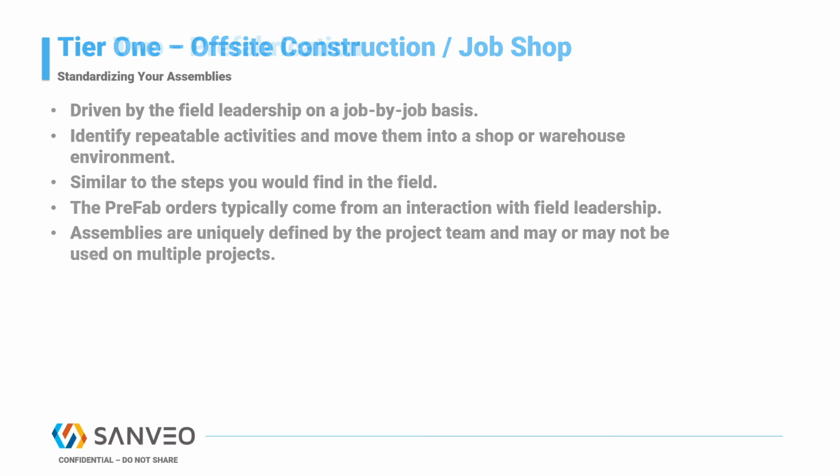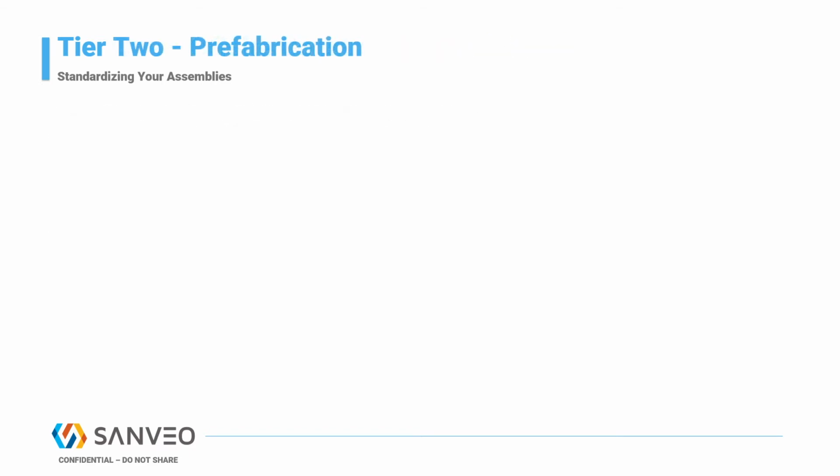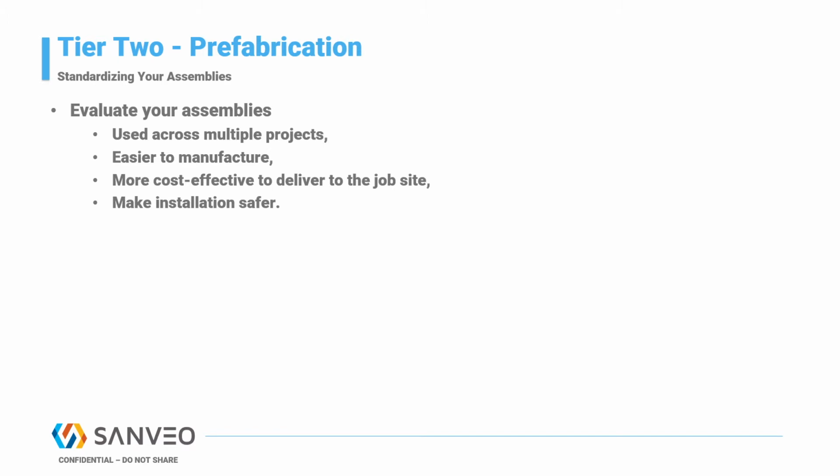Tier 2 usually comes naturally as your prefabrication effort grows. This tier begins with evaluating your assemblies so they can be used across multiple projects, be easier to manufacture, be more cost-effective to deliver to the job site, and make installation safer.